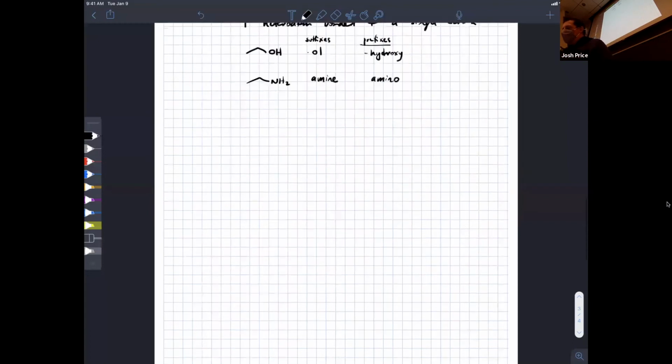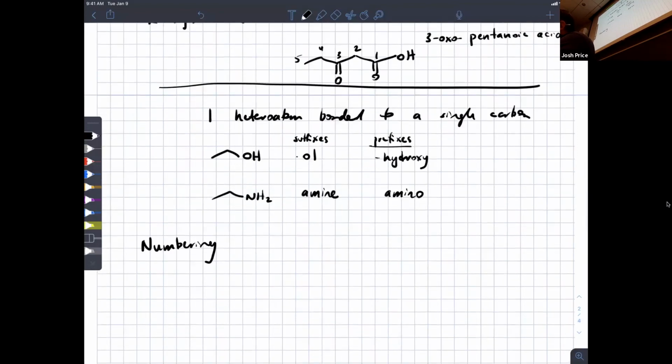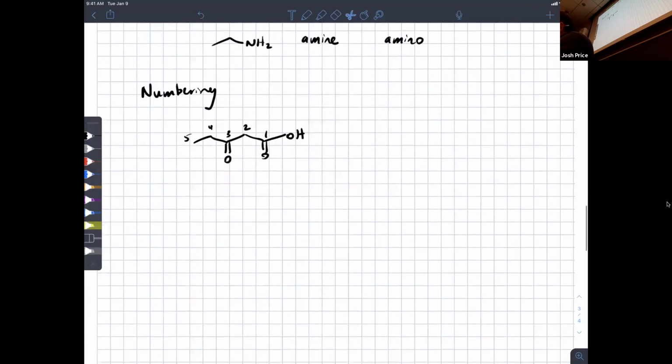Okay. What else not to worry about? Let's talk about numbering rules. Technically, you're supposed to number starting with the highest priority functional group, and then you move down the chain in such a way that the maximum number of other groups have the lowest possible combination of numbers. In some cases, that choice is obvious. In other cases, the choice is more difficult. And here is something that I don't care about.